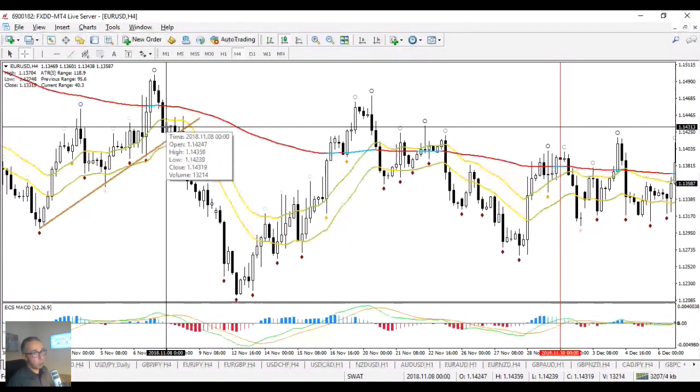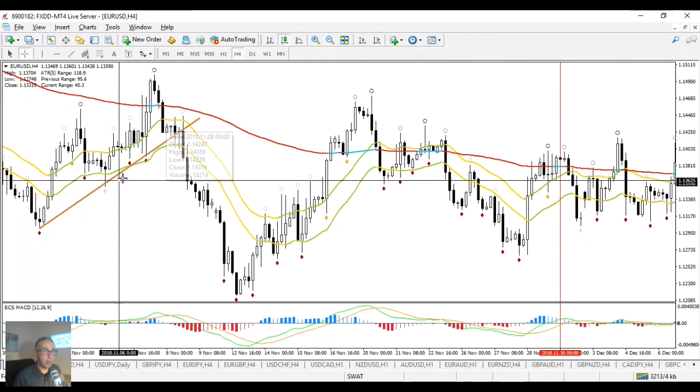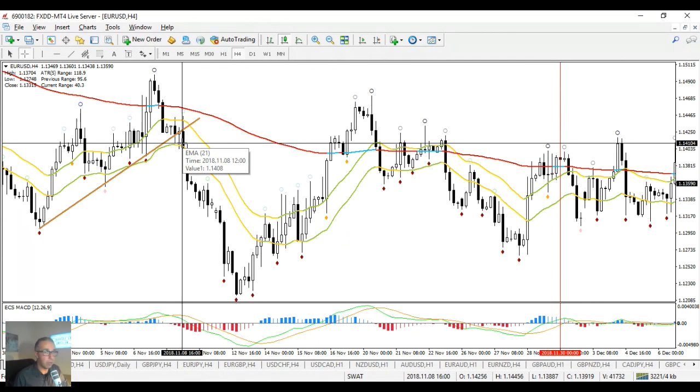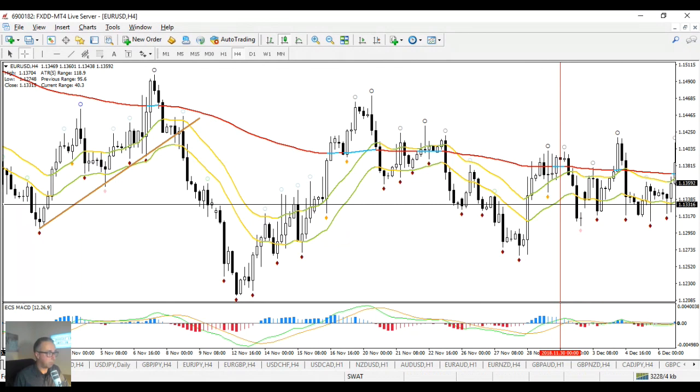The short-term moving average is below the 144 EMA, the 21 below the 144. Price is below the 21. So you're in a downtrend. Okay. And the confirmation that this correction is over is this candle. So the candlestick pattern helps confirm the end of this corrective pattern, chart pattern.